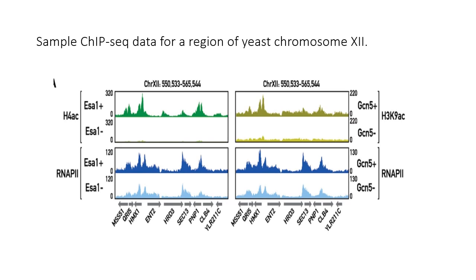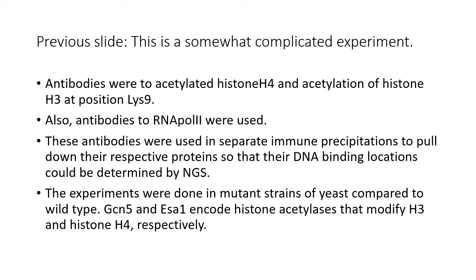Okay, so here's some sample ChIP-seq data that I pulled from somewhere or another, and what it's doing is assessing the role of two histone acetylases, ESA1 and GCN5, and acetylation of histones H3 and H4, and the relationship of those processes to the binding of RNA polymerase. All right. So this is a complicated experiment. I'm giving this to you as a worksheet.